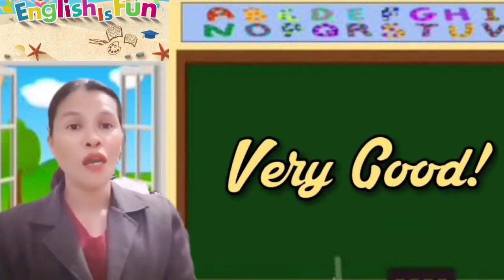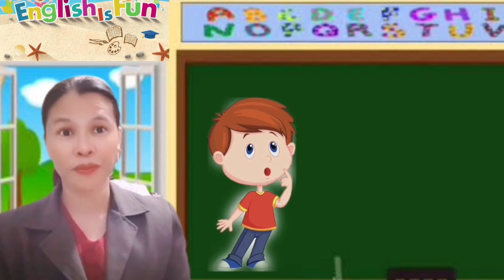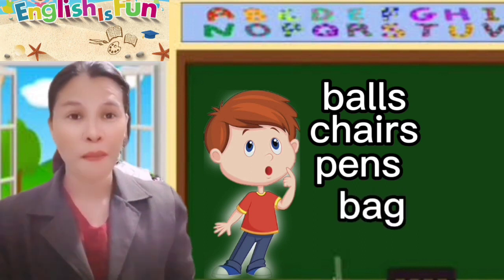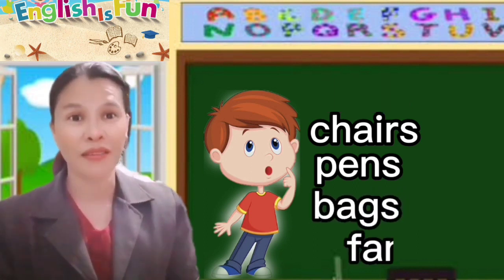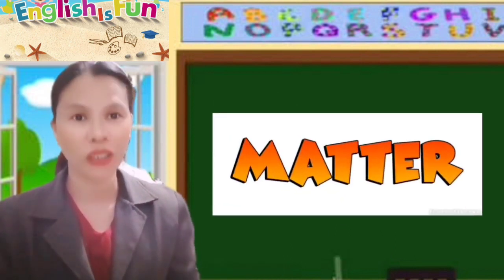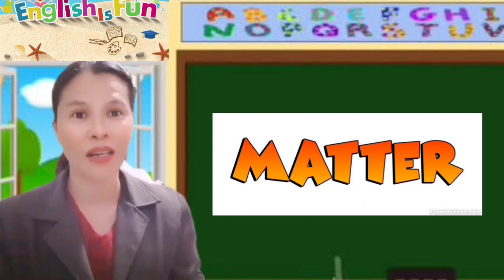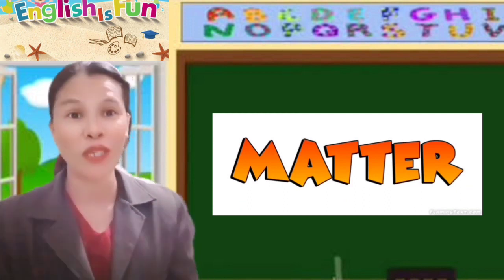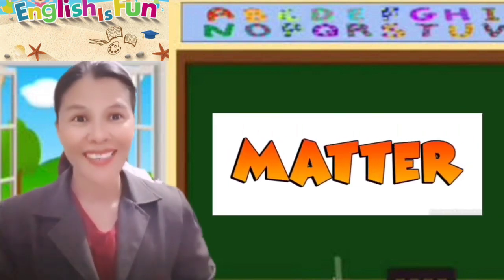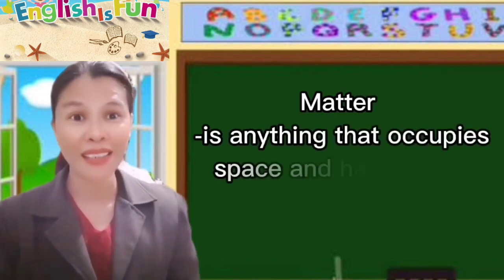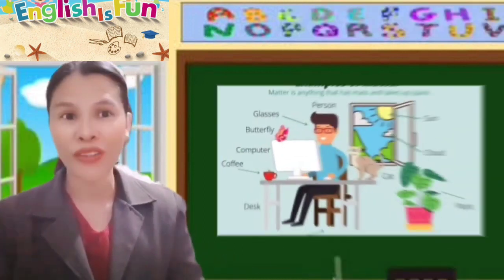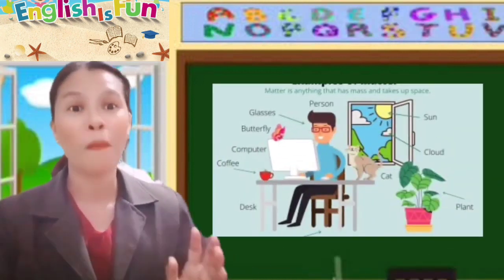Very good, class. You see many things around you. You mentioned a while ago the balls, the chairs, the pens, bags, and fans. These things we call matter. Everybody say the word matter. M-A-T-T-E-R. Matter. Very good. Let's spell the word matter again. M-A-T-T-E-R. Matter. What is matter? Matter is anything that occupies space and has weight. All the things that we can see are matter.